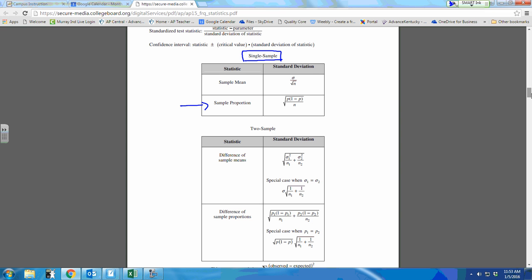But we've got proportions, and it tells you the standard deviation for sample proportions: the square root of p times the quantity 1 minus p, which is the same thing as q in our book, divided by n. So you don't have to memorize it, you just need to know where to find it. We're good with that. Okay.